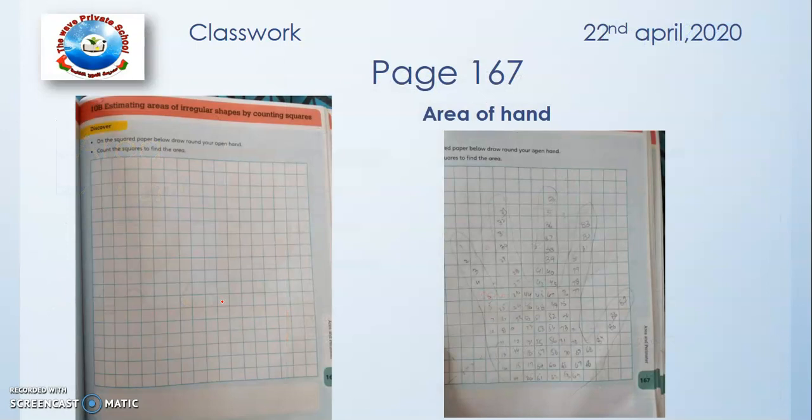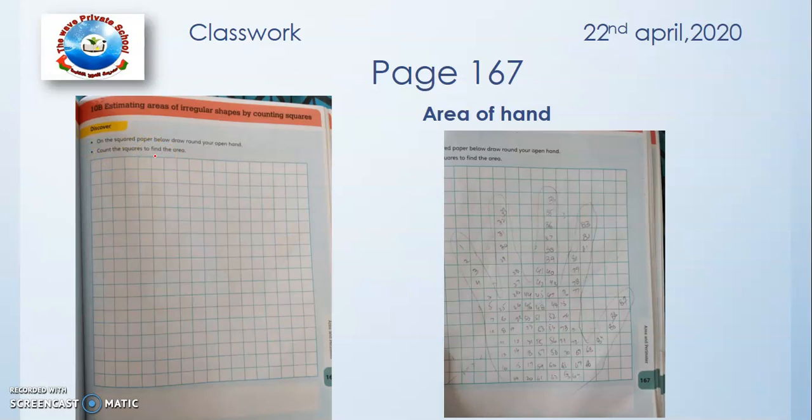After this, work for 22nd April 2020. In this page 167, it looks like that. The topic is 10B, estimating area of irregular shapes by counting squares. Here they said, discover on the squared paper below, draw around your open hand, count the squares to find the area.